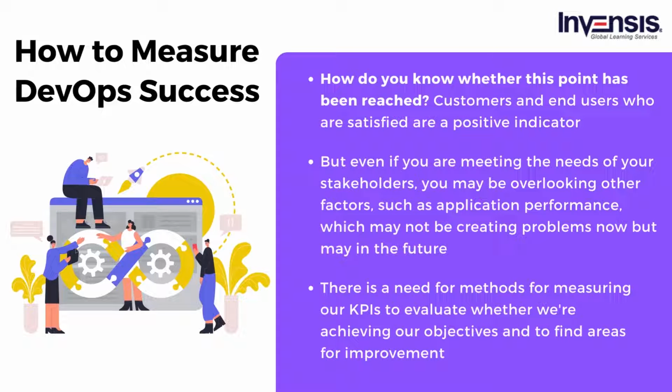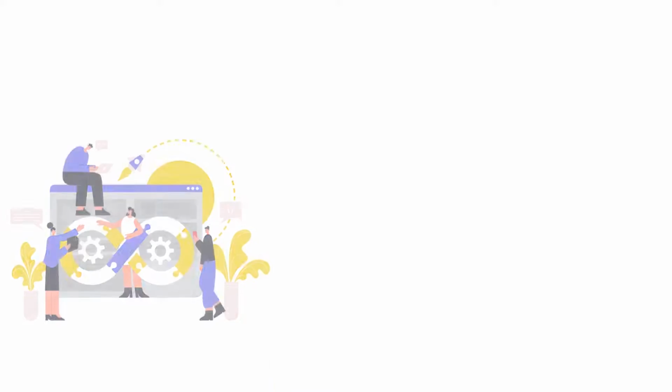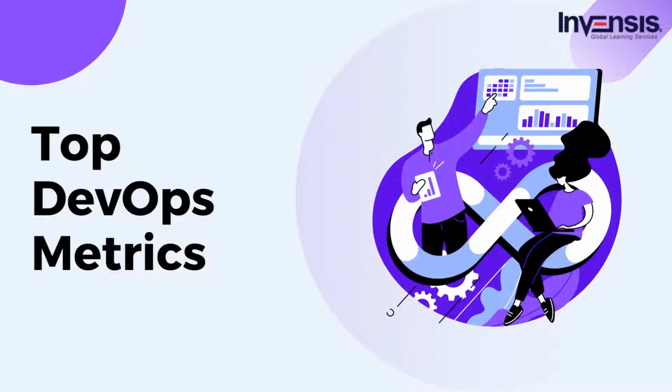Customers and end users who are satisfied are a positive indicator. But even if you are meeting the needs of your stakeholders, you may be overlooking other factors, such as application performance, which may not be creating problems now but may in the future. So, there is a need for methods for measuring our key performance indicators or KPIs to evaluate whether we're achieving our objectives and to find areas for improvement. Now, I guess you have some idea about how to measure DevOps success.